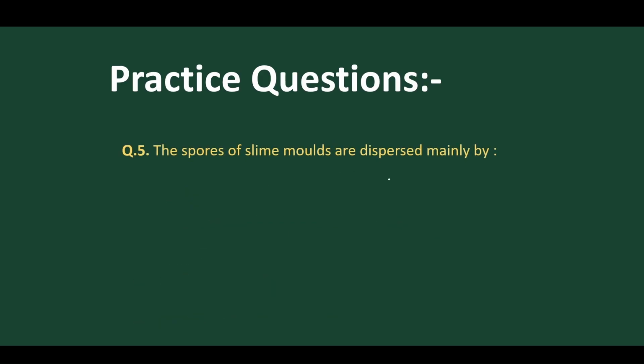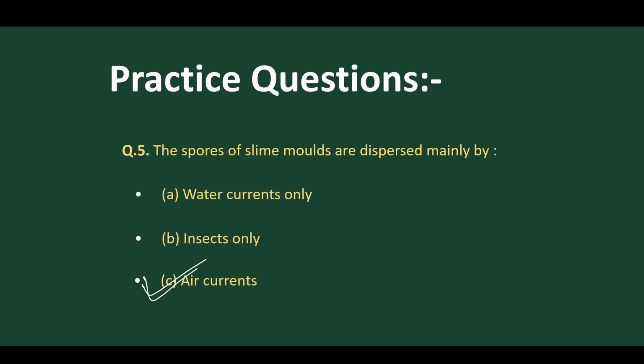The spores of slime molds are dispersed mainly by air currents. We have discussed this. They are mainly dispersed by air currents, not by birds. So these others are all wrong.